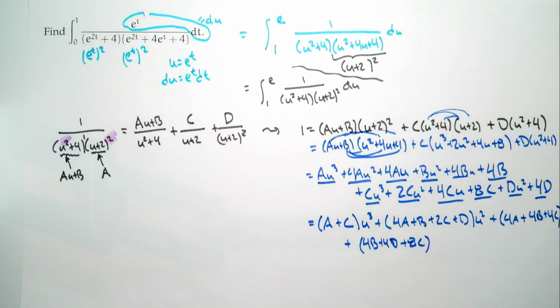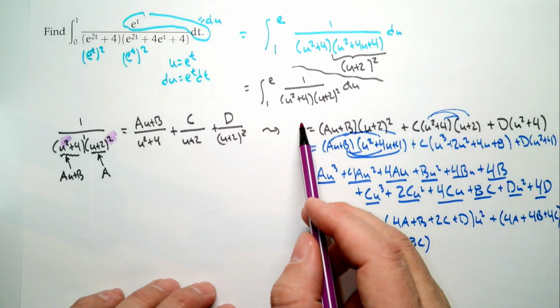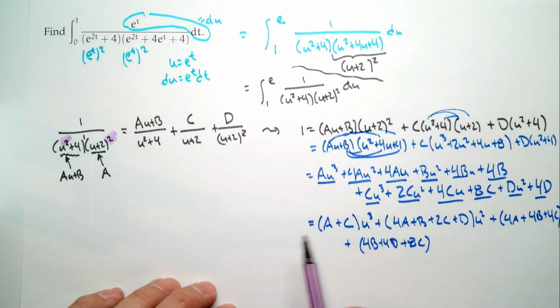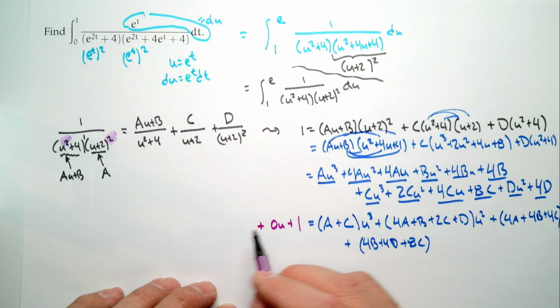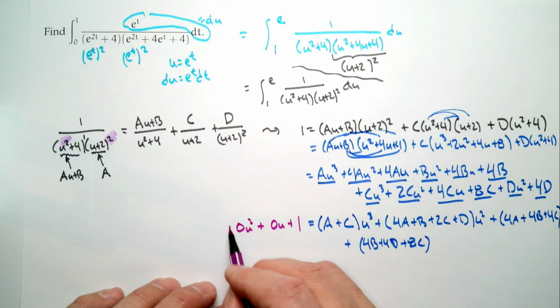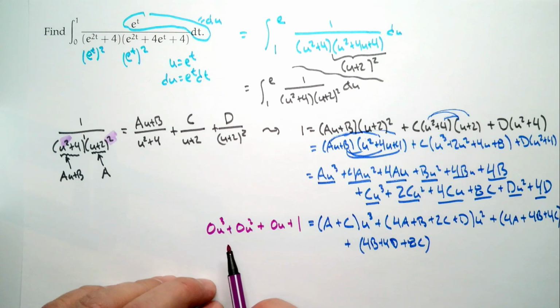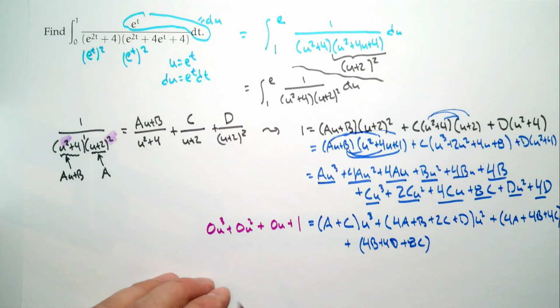Now, what happens from here? Well, from here, you take advantage of things. This polynomial, this is a polynomial in u, has to equal that polynomial, which is really 1 plus 0u plus 0u squared plus 0u cubed. And you're probably thinking, wow, why did we stop at 0u cubed? Couldn't we have written 0u to the fourth? We could have. We just need to get there.